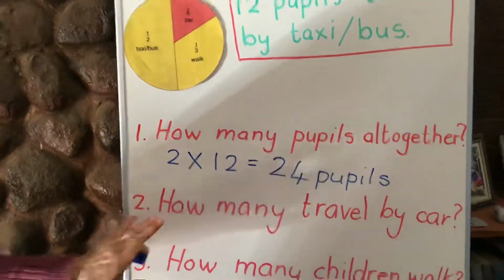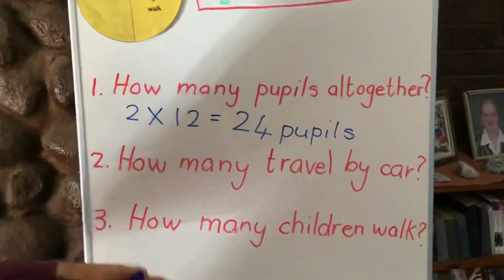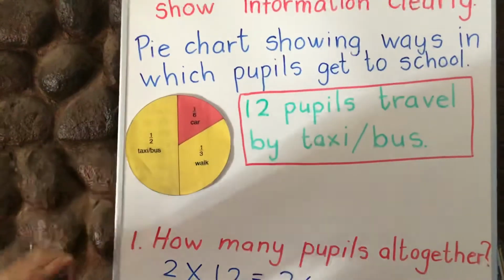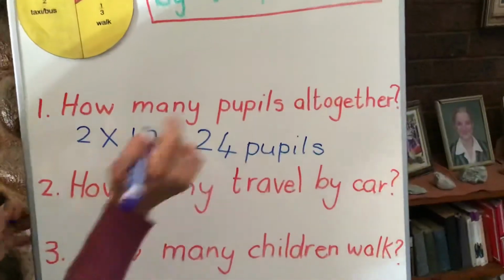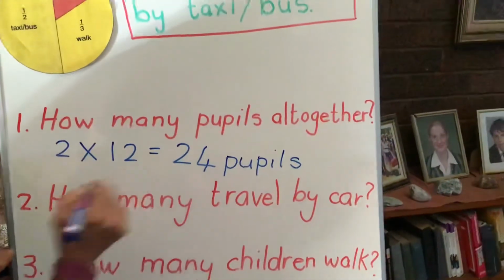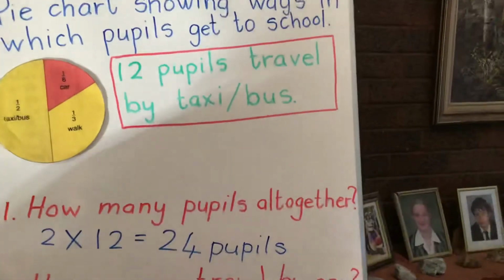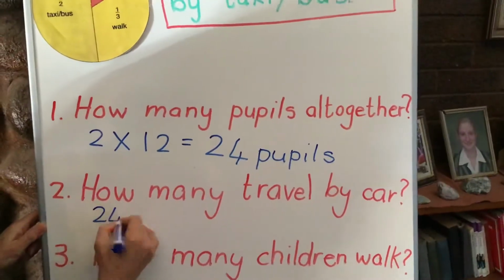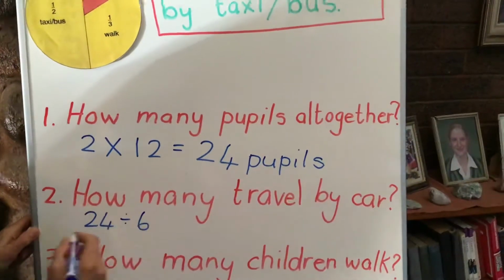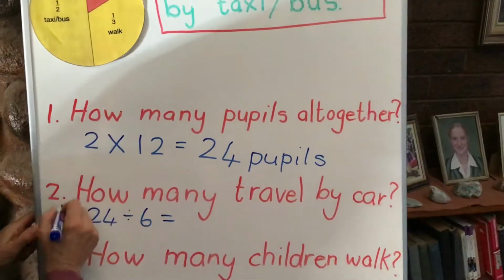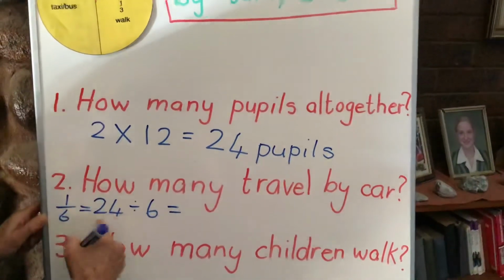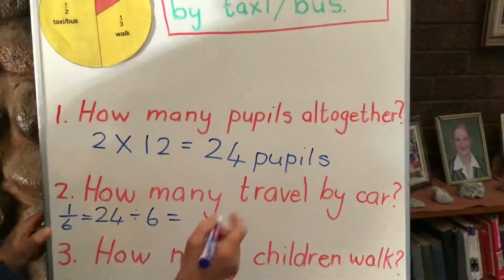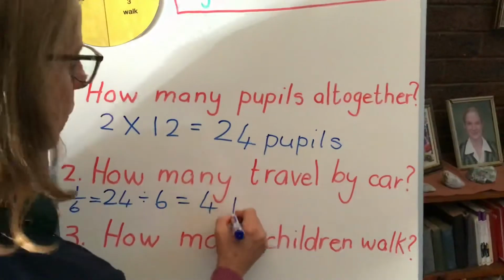Now, let's have a look at number 2. How many travel by car? All right, now it says 1/6 travel by car. So now of the whole, remember, it's 24. Now everything's very easy because now we're going to share 24 by 6. Do you remember how we did our fractions? So we're going to say 24 divided by 6 because we have to find out 1/6. So let's say 1/6 here equals 24 divided by 6, and we know our tables, so we know that 24 divided by 6 is 4 pupils.